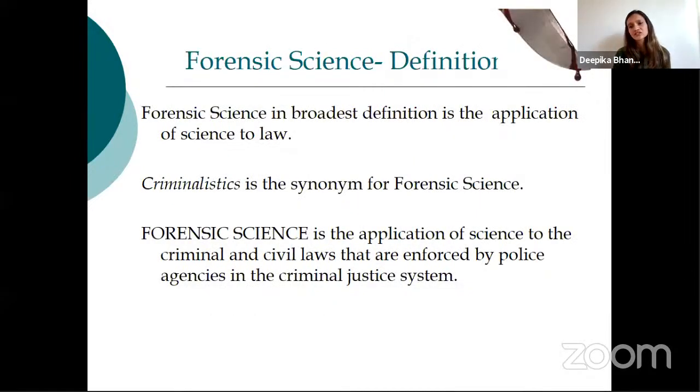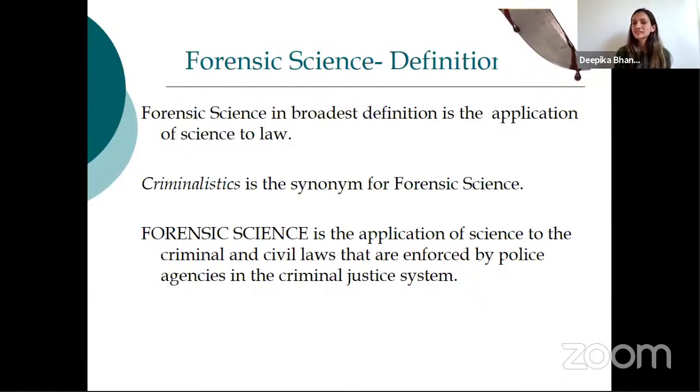Now, the definition. The broadest definition, as I said already, and you also told, Dr. Prachi, is the application of science to law, right? Another word that is very synonymous to forensic science is criminalistics. Criminalistics means investigation for criminals, right? It is our scientific way of dealing with crime investigation.